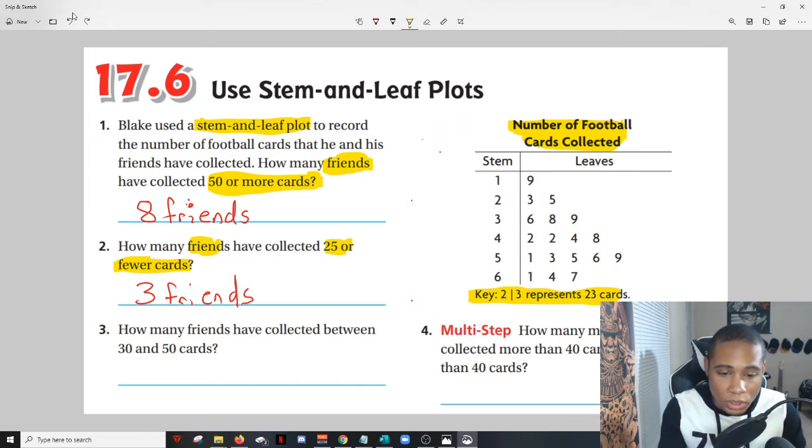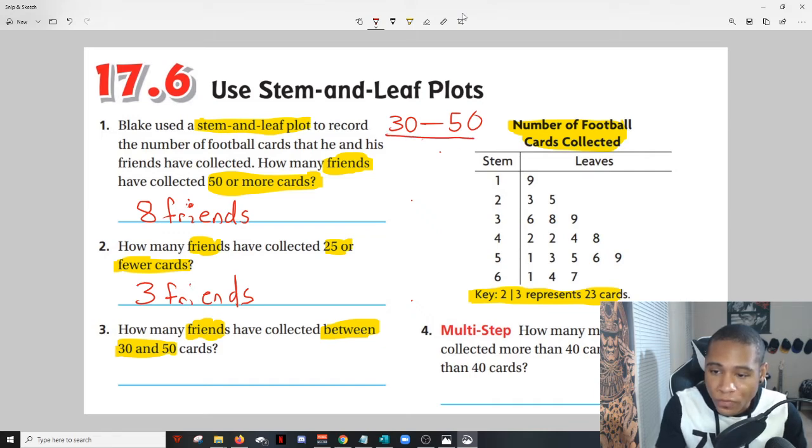So question 3 says, how many friends have collected between 30 and 50 cards? Since we're using that word between, I'm going to be looking at a range of numbers, that is, numbers that are in between 30 and 50. So let's look at numbers that are in between 30 and 50.